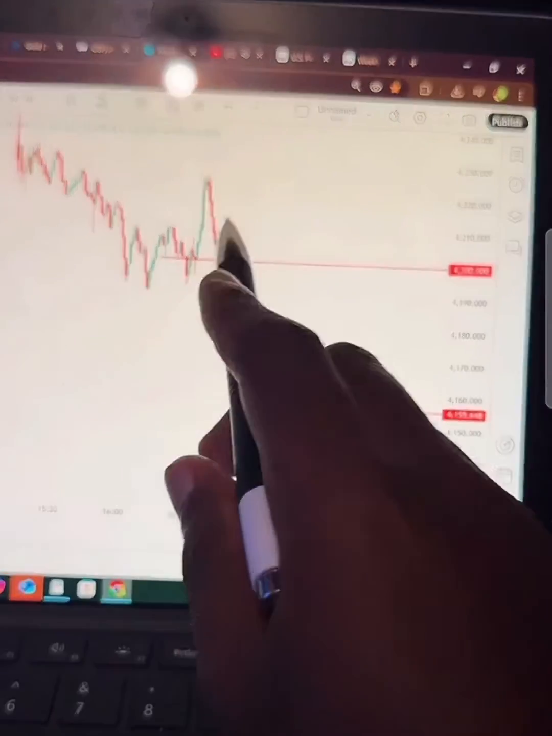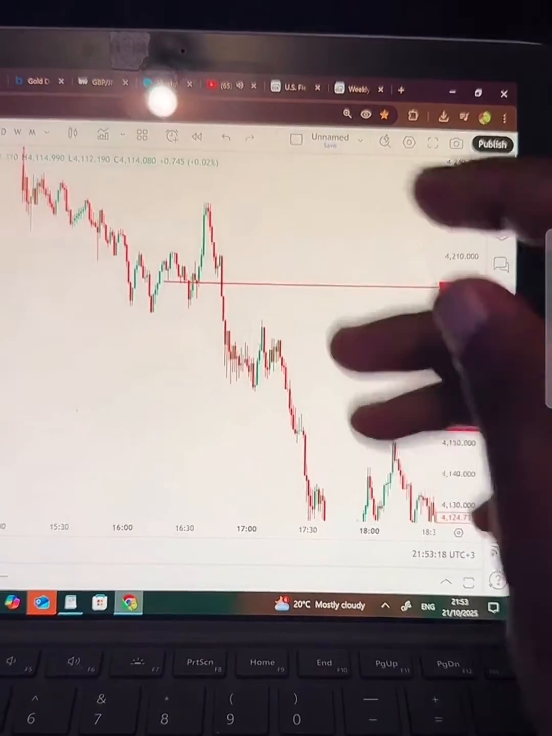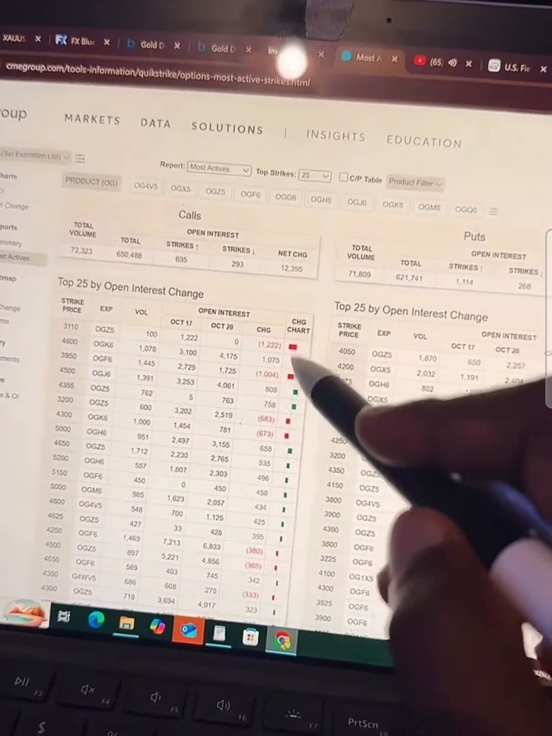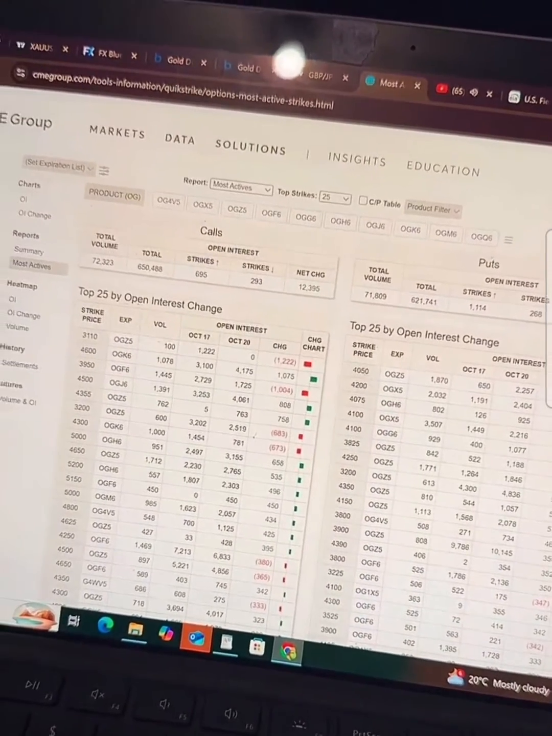Anyway, this was the best place to put your limit orders, with your sell stop order up at 4200. You can see put open interest has increased, but call open interest has decreased. So we're comparing 17th October and 20th October.